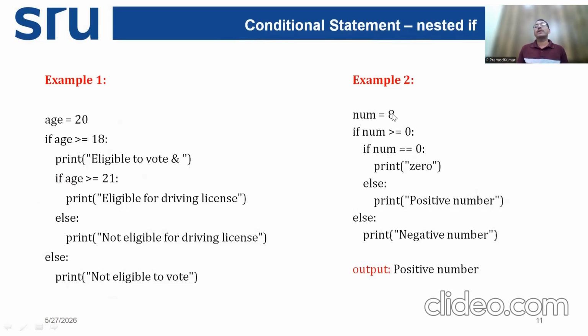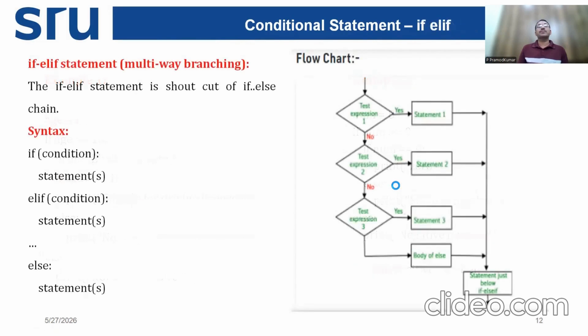For example, if I take the number as 0, then 0 greater than or equal to 0, true. Then 0 equals 0, true. In that case, it simply prints 0. If I take minus 8, is it greater than or equal to 0? False. Directly I'll go to the outer else block where I print negative number. So this is how the nested control statement gets executed.